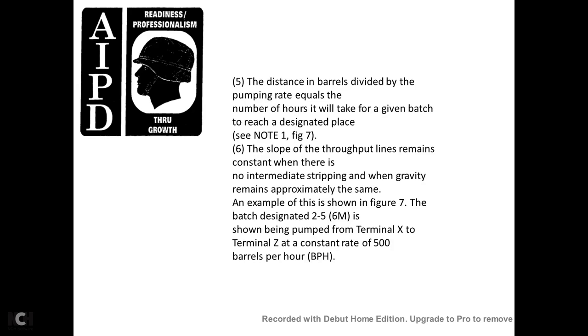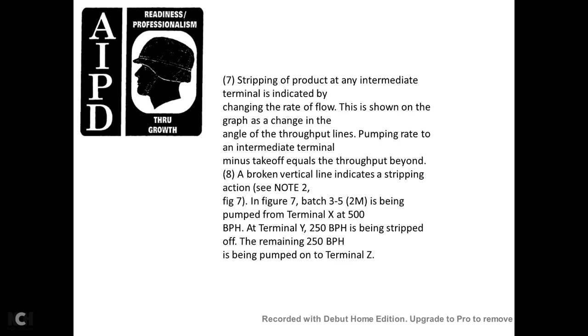The slope throughout the pump line remains constant whenever the gravity of the intermediate stripping remains approximately the same. Examples are shown in figure 7. The batch designated 2.5 to 6,000 is shown pumped from terminal X to terminal Z at the constant rate of 500 barrels per hour.